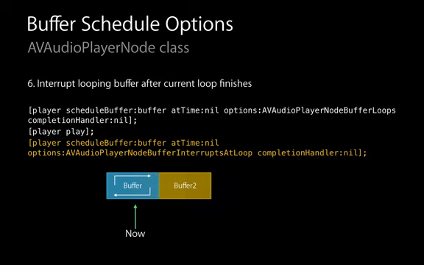The last case is an interesting one. So if you have a looping buffer, but you want to let the current loop finish before you start playing your new data, you can schedule your new buffer with the AVAudioPlayerNodeBufferInterruptsAtLoop option. So this will let the current loop finish, and as soon as that loop is done, the new buffer starts playing.